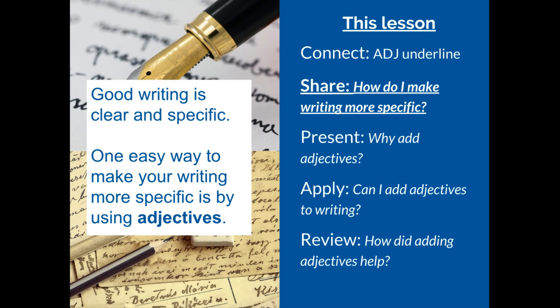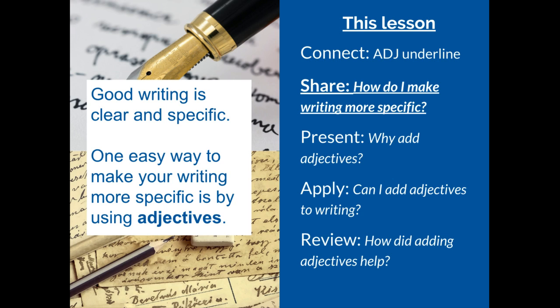So good writing on the GCSE and in real life is clear and specific. And one easy way you can make your writing more specific is by using adjectives. Now, suppose I were to say that right now on the screen, I'm looking at paper. Do you know which paper I mean, which part of the screen I'm looking at right now? Well, probably not. The word paper alone isn't specific enough.